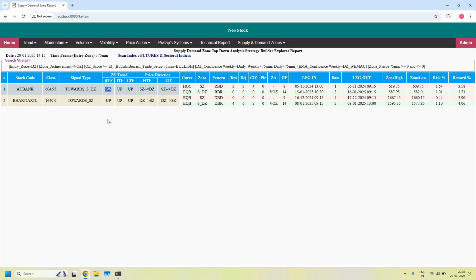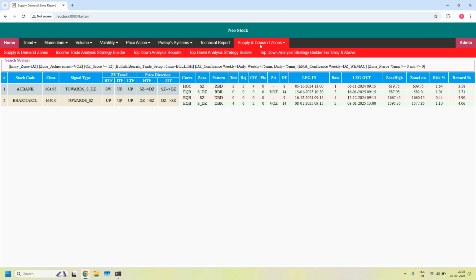First one is sideways. You can ignore it, because when you set EMA filter on the time frame, the trend should not be sideways. So Bharti Airtel is even more high probability trade setup supported stock. Of course, AU Bank is also high probability because it is having LTF, ITF, HTF zone confluence, and also it is high liquidity zone. Only thing is EMA trend is not an uptrend, HTF trend. Okay, this is about bullish trade setup for weekly income trade.